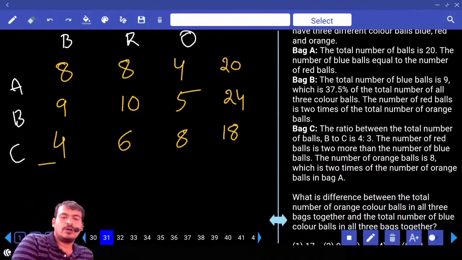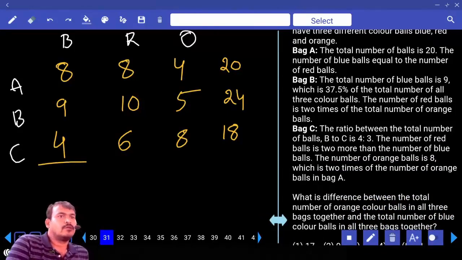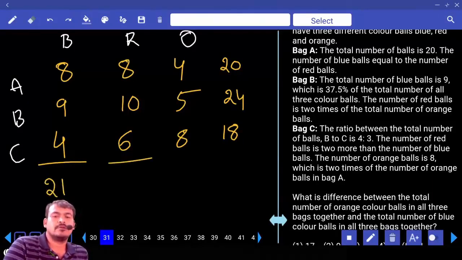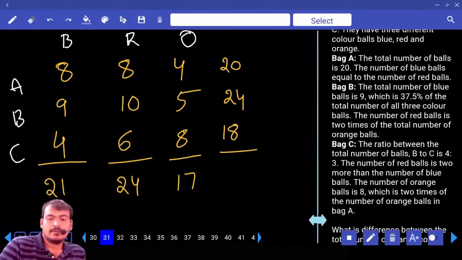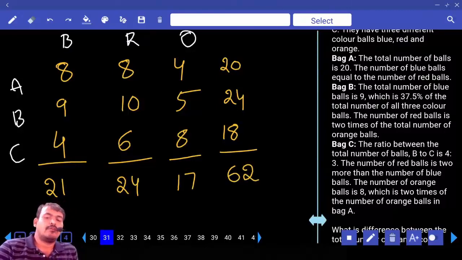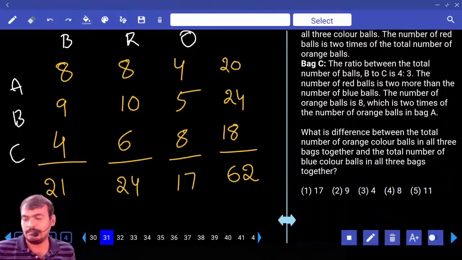What is the total blue balls in 3 bags? 8 plus 9 plus 4, 21. Total red balls? 24. Total orange? 17. What is the total number of balls in 3 bags? 45 plus 17, 62.